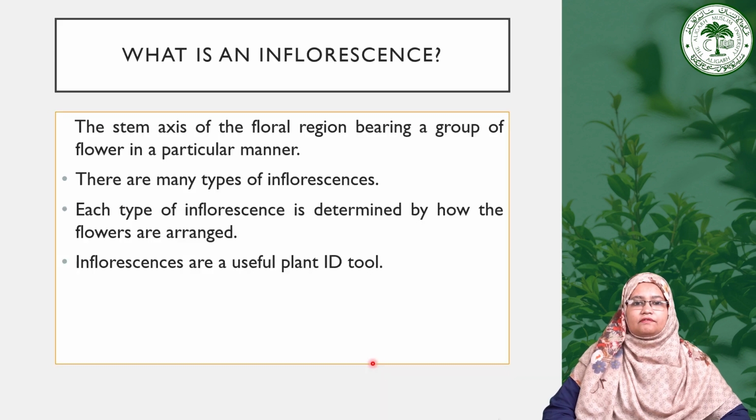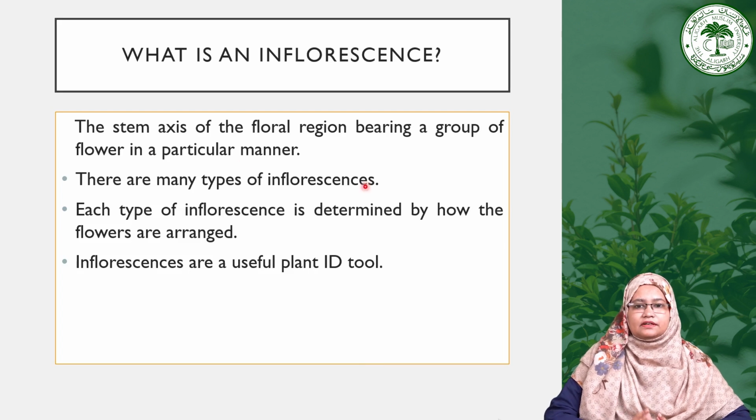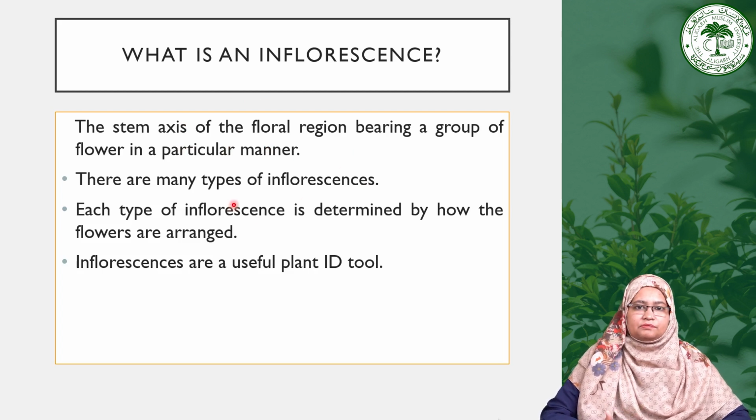So first of all, what is an inflorescence? Inflorescence is an axis where flowers are arranged on the particular stem axis. So inflorescence is a stem axis in which flowers are generally arranged in groups, and there are many types of inflorescence because the arrangement of flowers on the stem axis is variable. They may be arranged sometimes in different ways.